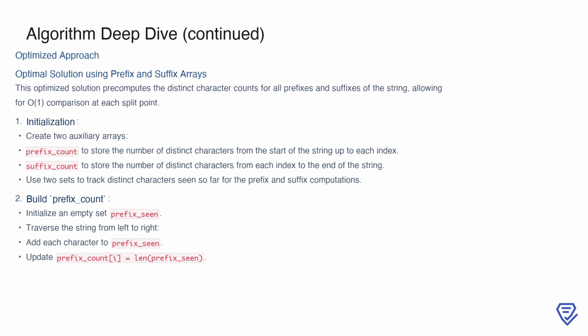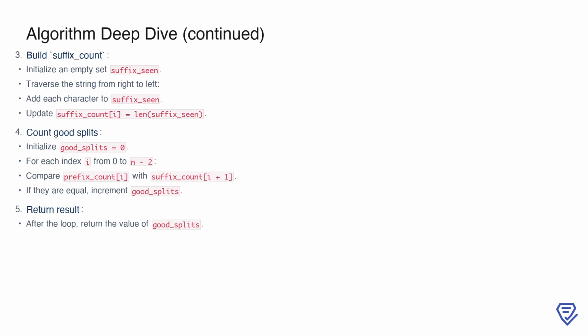For the prefix_count array, we traverse the string from left to right. At each step, we add the current character to the prefix_seen set and update the prefix_count array at the current index with the size of the set, which represents the number of distinct characters encountered so far. Similarly, we construct the suffix_count array by traversing the string from right to left. We use a set called suffix_seen to track the distinct characters encountered as we move backward through the string.